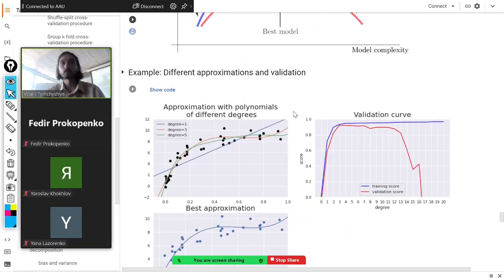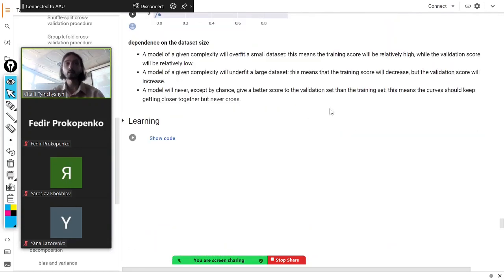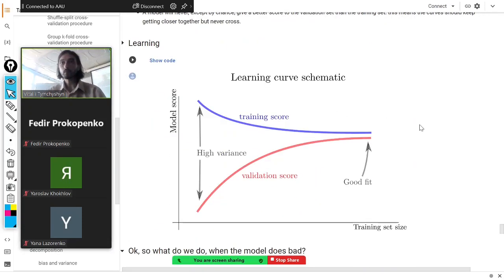Here is once again the example. You see the degree of the curve I'm trying to fit through the points, and you see the training score and validation score. The training score skyrockets and gets almost to 1, and it always grows. At some point it will be perfectly 1. The validation score gets up, then gets down. So my model becomes overcomplicated. I can't use it. What about the training set size?